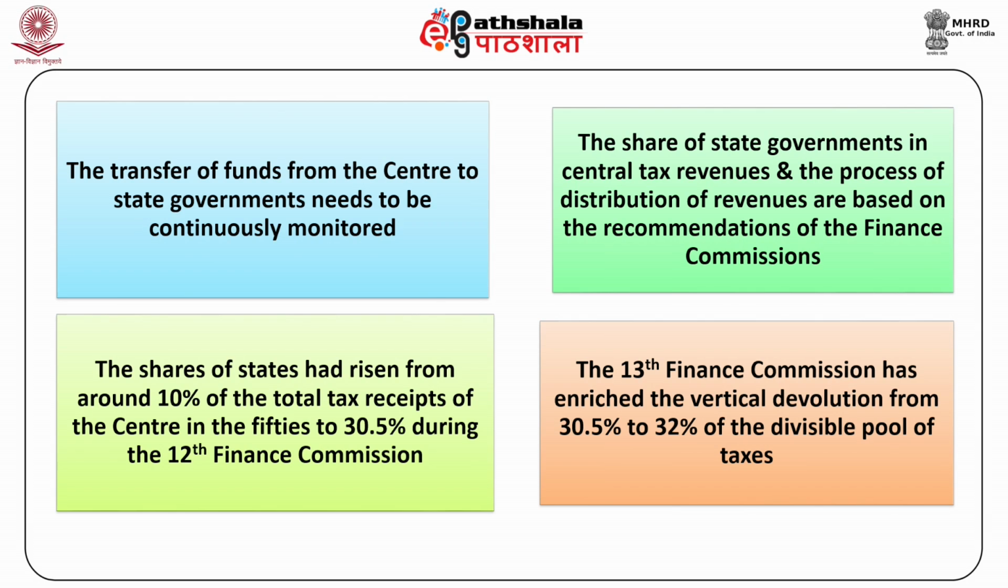Under tax devolution, the share of the states has risen from around 10% of the total tax receipts of the center in the 50s to 30.5% during the 12th Finance Commission, which was from 2005 to 10. The states, though, have been demanding the fixation of their share in central taxes at a greater level. The 13th Finance Commission has enhanced the vertical devolution from 30.5% to 32% of the divisible pool of taxes.